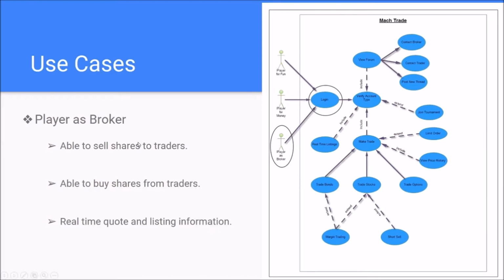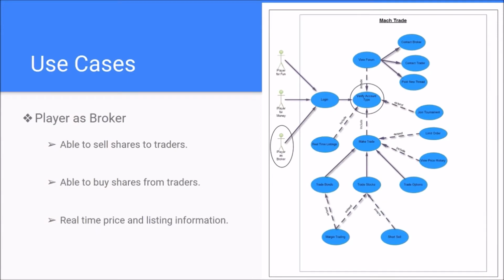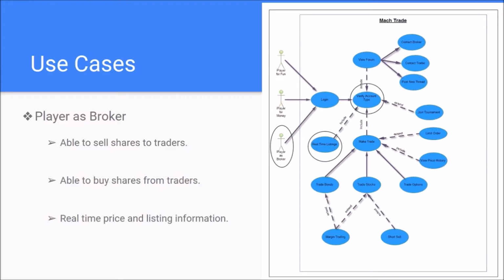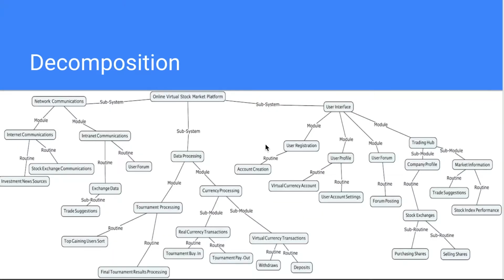As with the two users before, upon logging in, a broker user's account will be validated. Once it's validated and found that the user is a broker, they'll have access to the real-time listings. A broker will also have access to the rest of the site, being a forum, as well as the ability to make trades on their own. The only difference there is that a broker user cannot participate in the tournament.